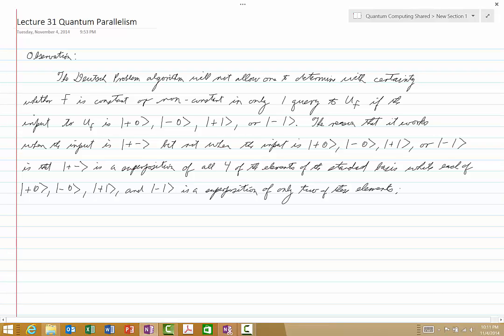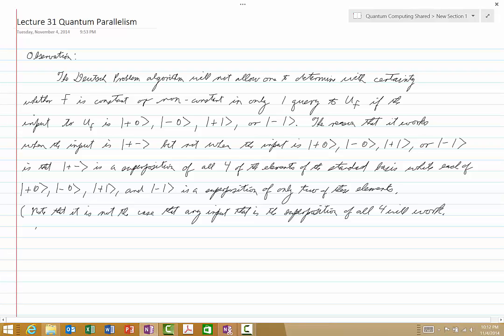And then I want to also add in parentheses, note that it is not the case that any input that is the superposition of all four will work. For instance, plus plus doesn't work.